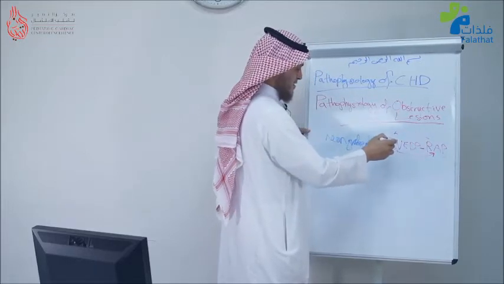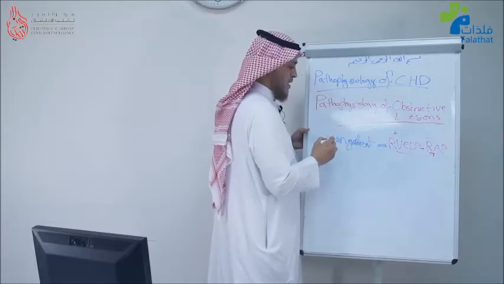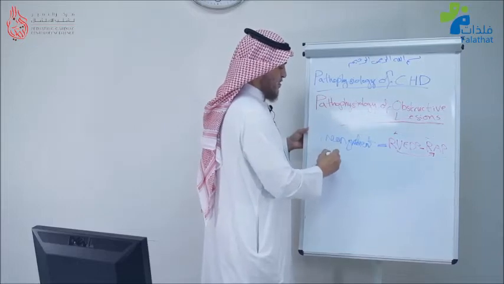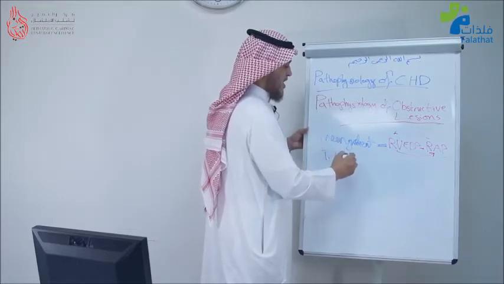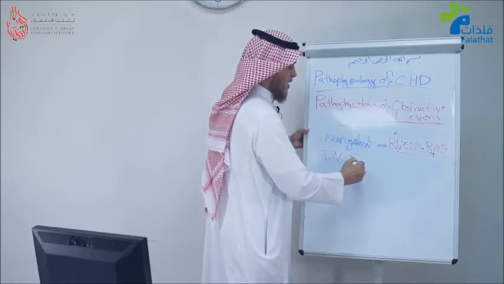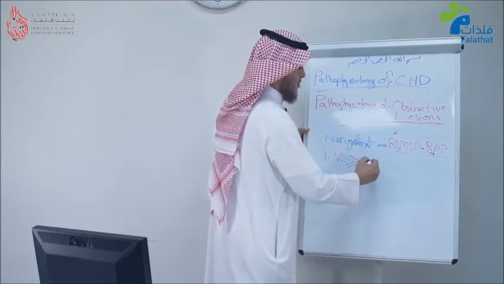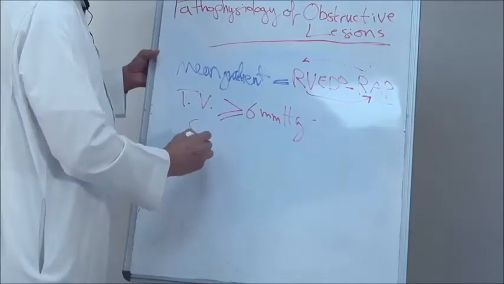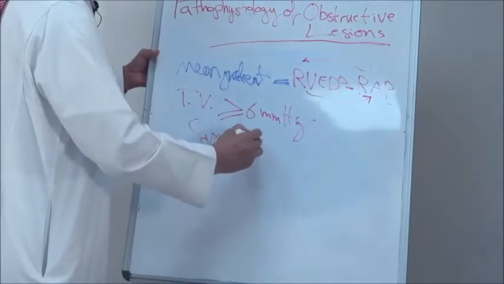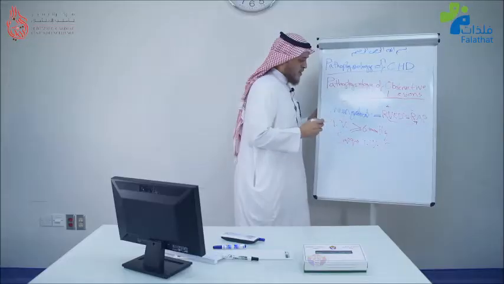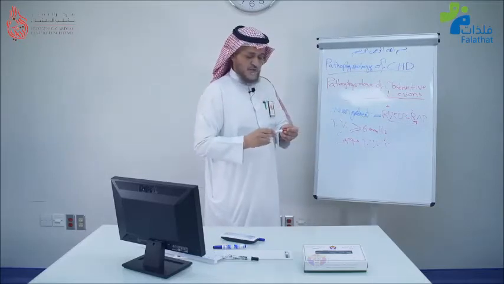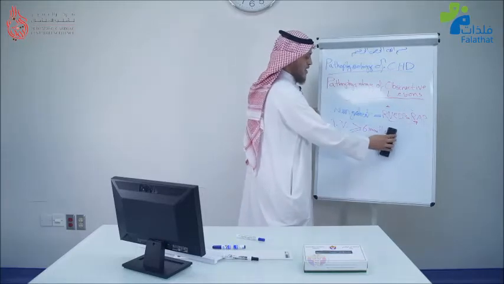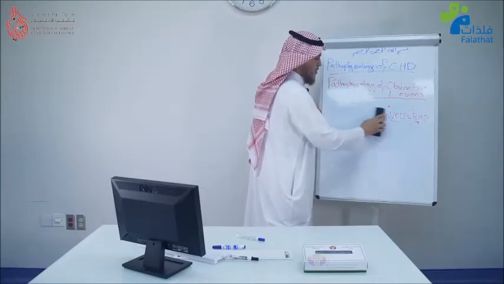Right atrial pressure minus RVEDP will give you the mean gradient across the stenotic tricuspid valve. And if that mean gradient is greater than or equal to 6 millimeters of mercury, then this is severe tricuspid valve stenosis. When we reach severe tricuspid valve stenosis, then we will see the real pathophysiology and a real hemodynamic effect on the patient.